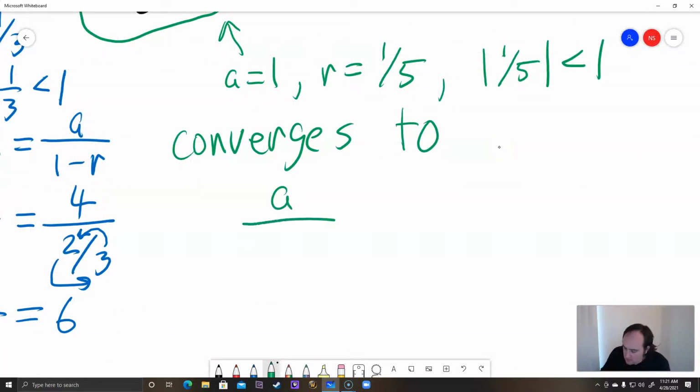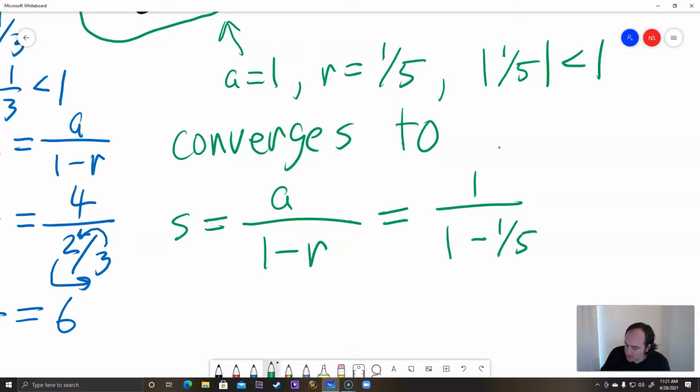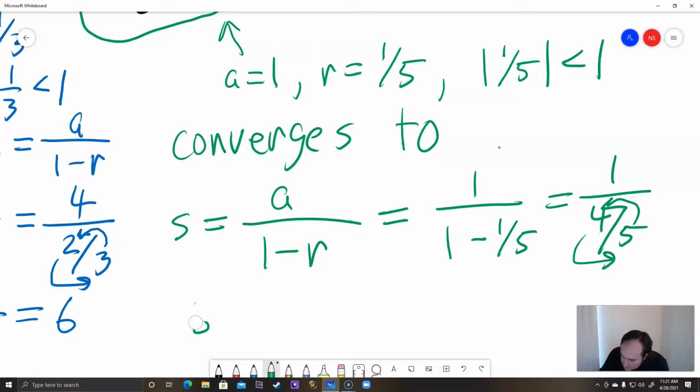A over 1 minus R. So that's going to be our S, or our sum. Plugging in here, A is 1, and R is 1/5. So we have 1 over 1 minus 1/5, which is 1 over 4/5. Of course, if we flip over 4/5, that ends up being 5/4. So we get S equals 5 over 4.